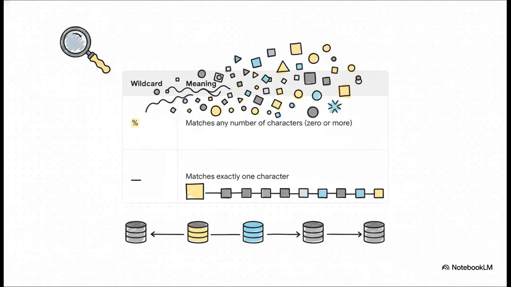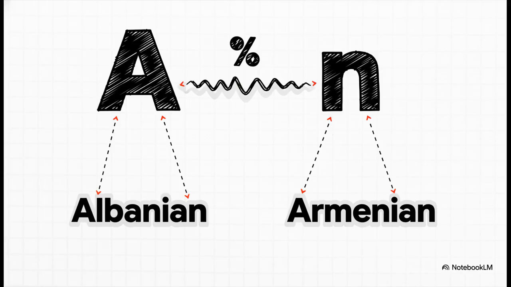And really, there are two main wildcards you've got to know. First is the % sign. Think of this one as super flexible. It can stand in for any number of characters, including 0. Then you've got the underscore. This one's way more precise. It matches exactly 1 character. Getting the difference between these two is the whole key to writing really smart searches. Let's see that % sign in action. Say we want to find all languages that start with the letter A and end with the letter N.